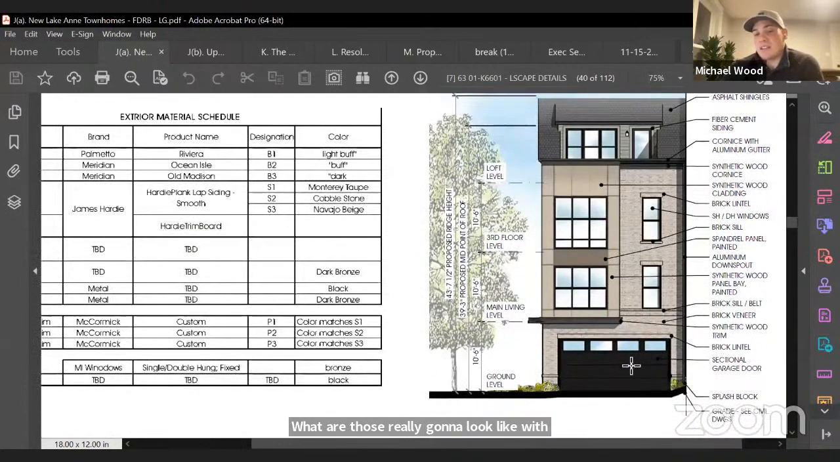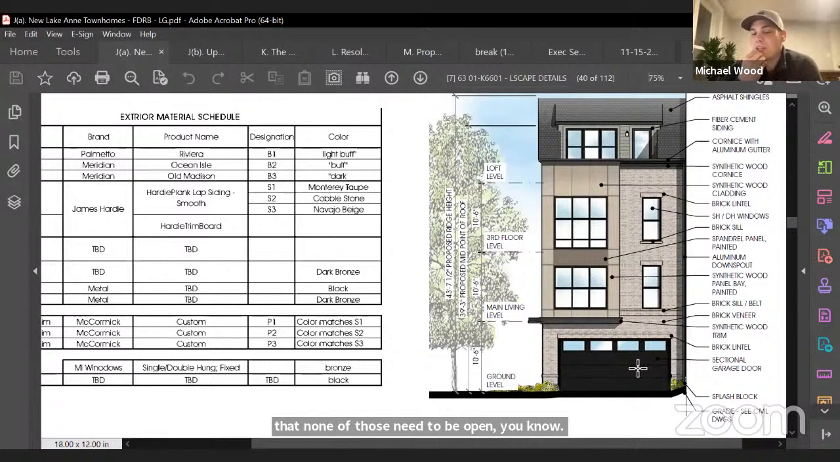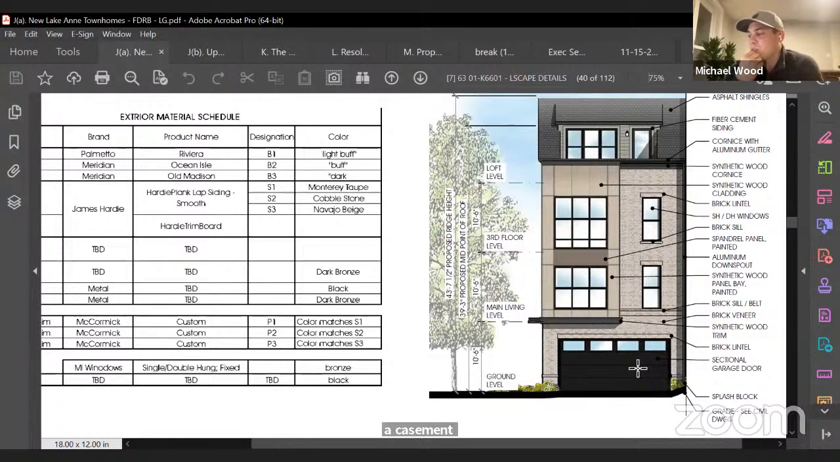And maybe you decide that none of those need to be open. Maybe that's just a family room, I don't know. Maybe you decide to go back to just a picture window with a casement, or an awning window or a transom window, whatever it may be. I don't think it's going to end up looking the way you have it with all those equal profiles.